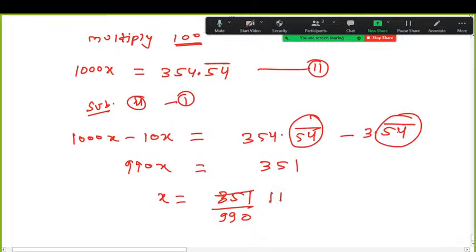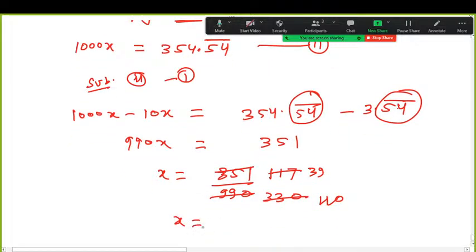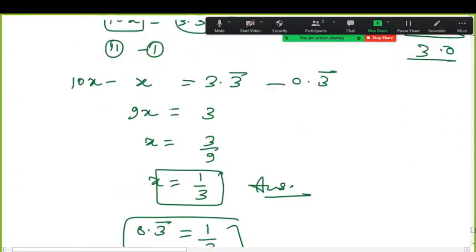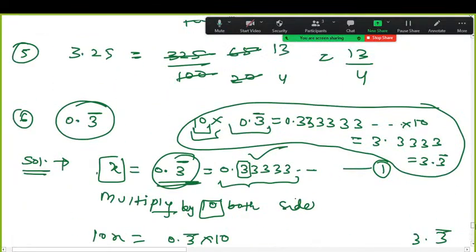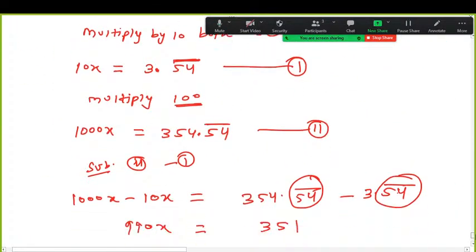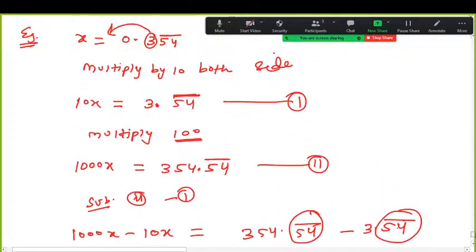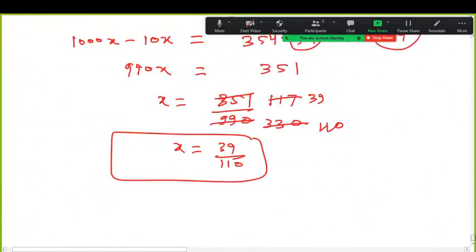You can further divide by 3. 3 ones are 3, 3 ones are 3, 3 sevens are 21, 330. Again you can divide by 3. 3 threes are 9, 3 thirteens are 39. Now you can't divide by 3. That's why the final answer is 39 by 110. Got it or not? Yes, sir. In this way you can even convert your non-terminating repeating decimal into a fraction. Both types of values can be converted.